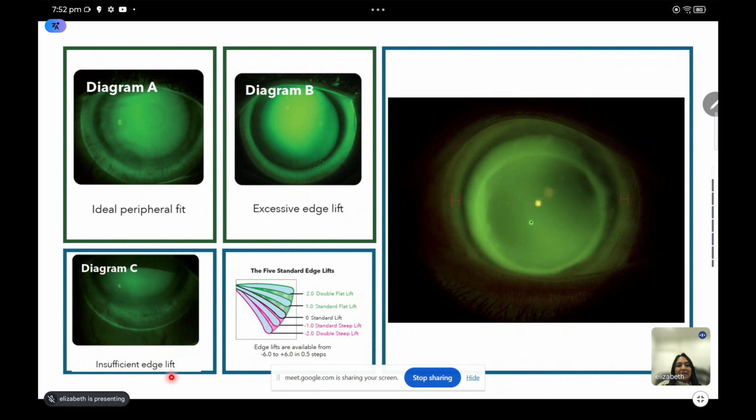And then if there's an insufficient edge lift, like we have in this diagram, where you can see that these edges are starting to dig into the sclera, then you can ask them to flatten out the edge lift or increase the edge lift for you. And in that case, you would ask for a standard flat lift or a standard increased edge lift. So basically, in the fitting set, they will have these diagrams to show you how the lift should be and compare it to the picture that you're getting with your patient so that you can decide: is it ideal, is it excessive, or is it too little?